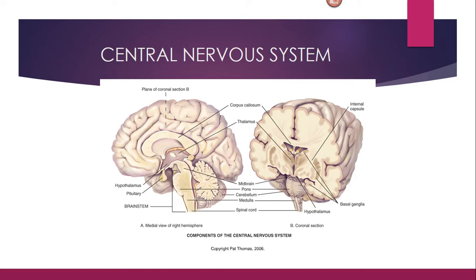So here are the structures of our central nervous system, which is our brain. And you can see how everything is broken down and where things are. Just remember that our brain is two hemispheres. We're going to talk more about that.